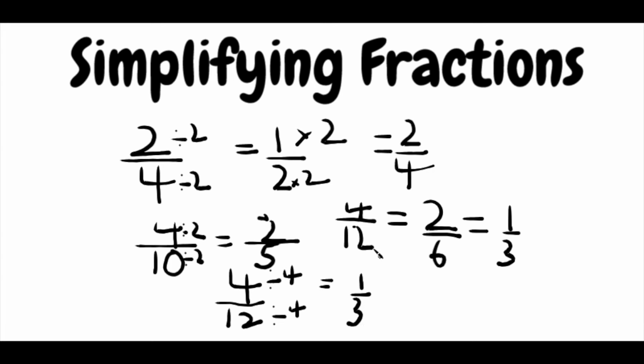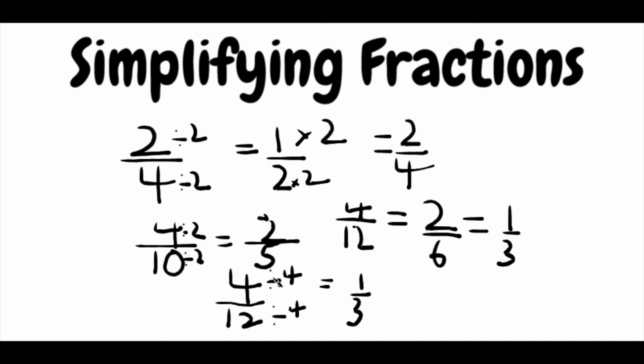So rather than dividing by 2, then dividing by 2 again, if you would have seen this right off the bat, that you could do 4 divided by 4, 12 divided by 4, get it right to simplest form, would have saved you some time, but it doesn't really matter, however you want to do it.